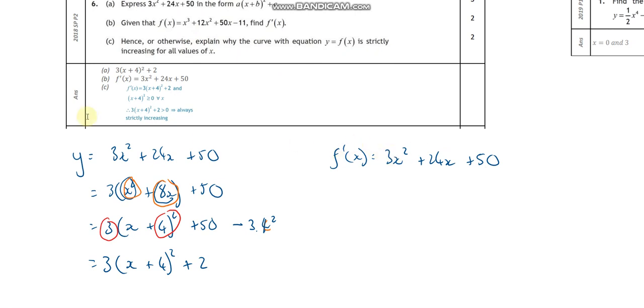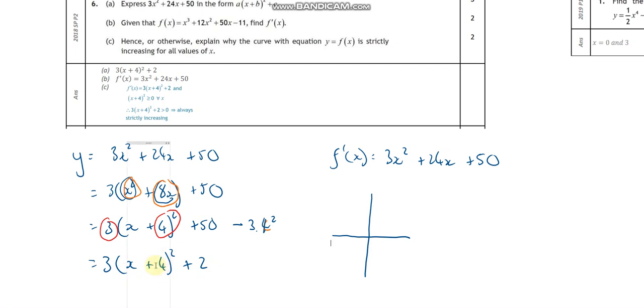Now when it says hence or otherwise, it's kind of saying, look at what we've just done. We have shown that the differential of this function is this, and we've shown you can rewrite that like this. So the question is trying to get us to think about and visualize the curve. If I was to look at this curve here, where is my turning point?